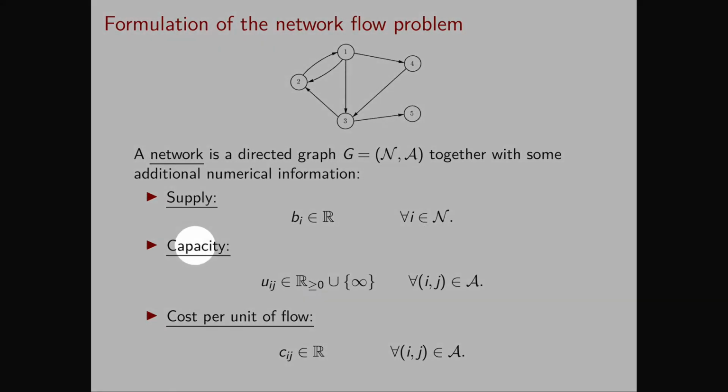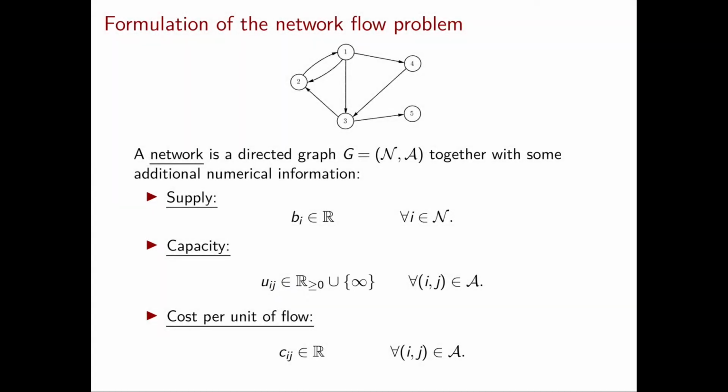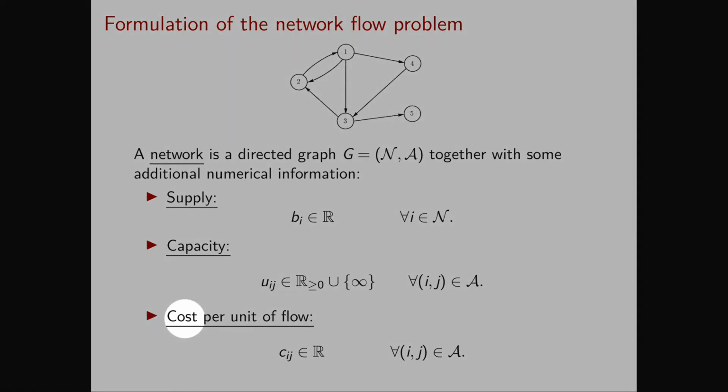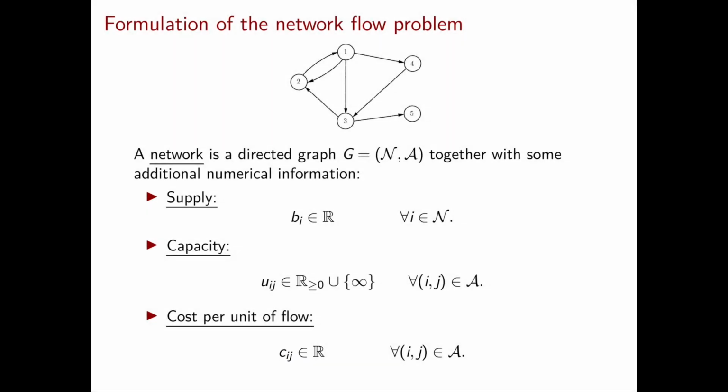Then we have the capacity. For every arc in our directed graph, the capacity is a non-negative real number u_ij. We also allow u_ij to be equal to infinity. Finally, the last numerical information that we need in the definition of a network is the cost per unit of flow. For every arc ij in our directed graph, the cost is a real number c_ij. In the following slides, we will use the definition of network together with supply, capacity, and cost per unit of flow to formally define the network flow problem.